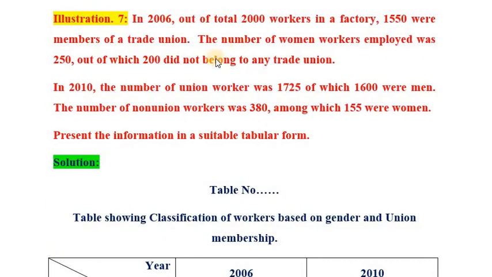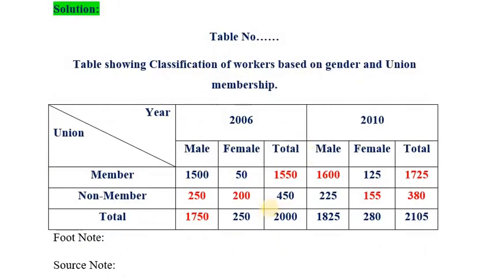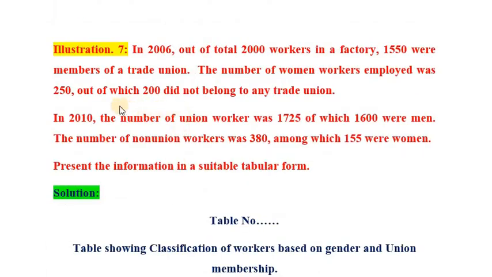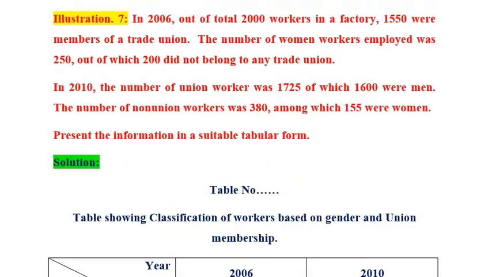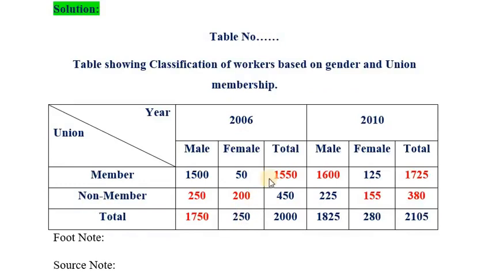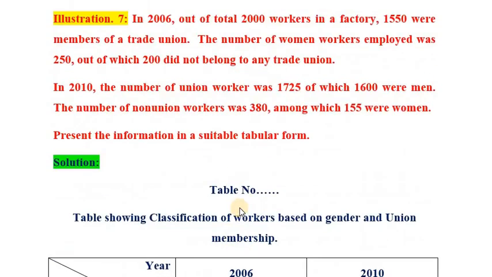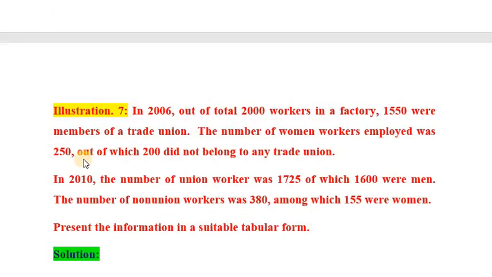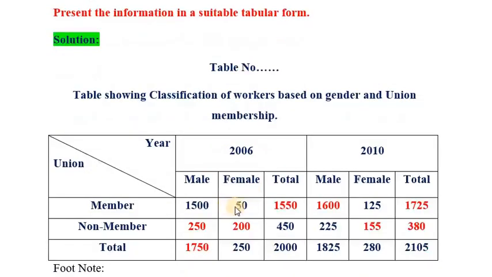The next information given here is that the number of women workers employed was 250. Out of the total employees of 2000, 250 were women. This cell represents the total number of females in the year 2006, 250, out of which 200 were non-members of the trade union. So 250 were women employees, and out of them 200 did not belong to any trade union. We have taken down that information.